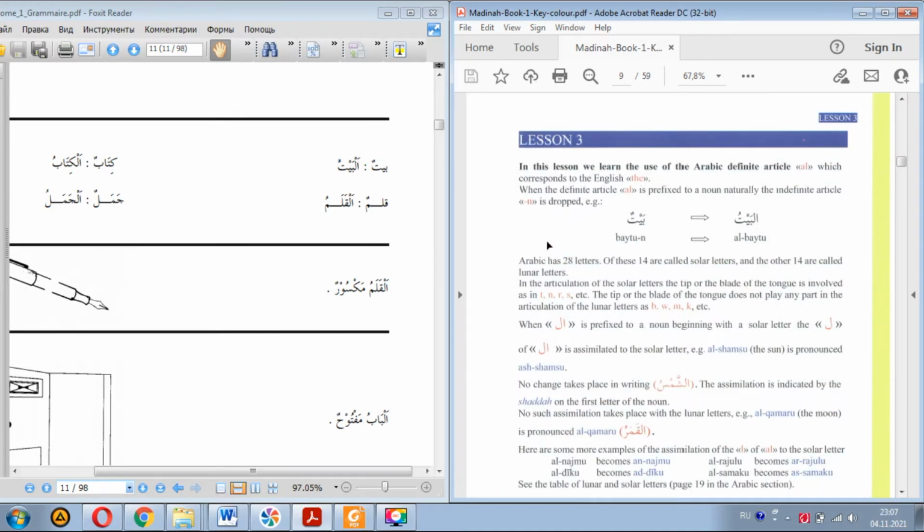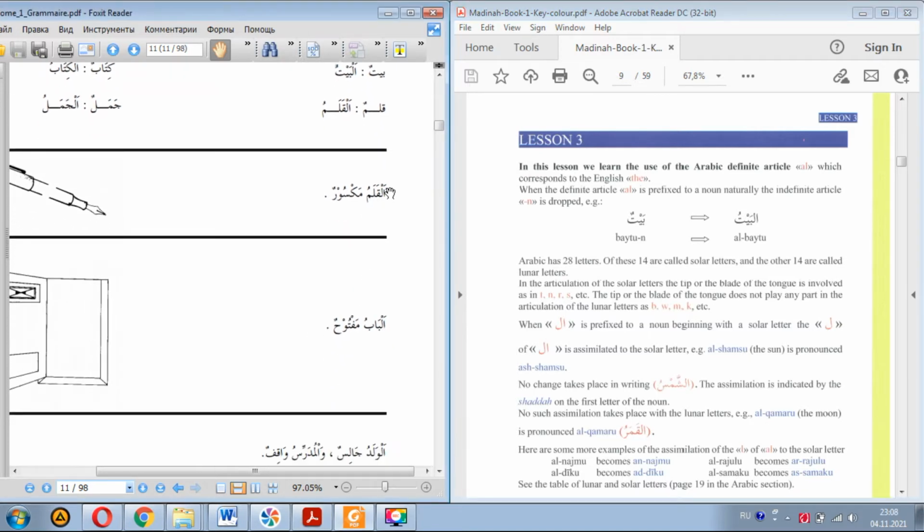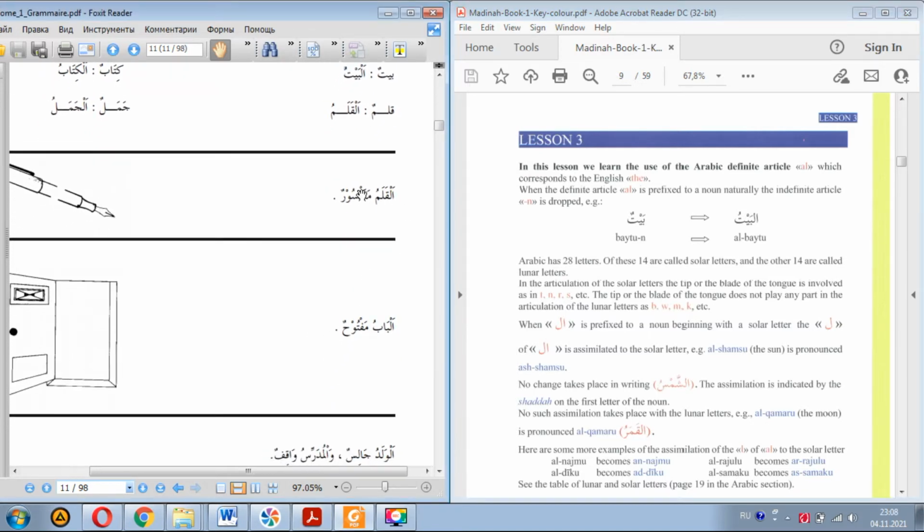Now I want your focus to be on this book. Al-qalamu maksurun. Well, that's a new word, maksurun. القلم, the pen, مكسور, is broken. It's some sort of an adjective in this sentence. القلم, the pen, مكسور, is broken.